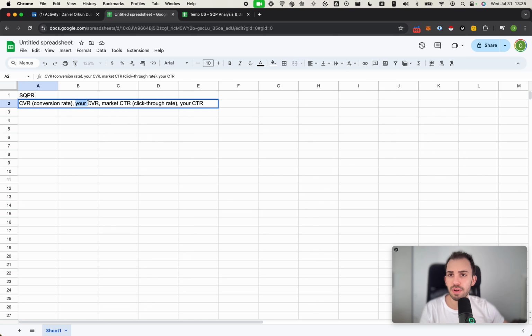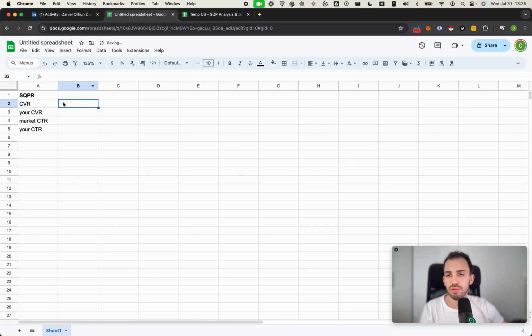So the conversion rate and your conversion rate. Let's take also market CTR and your CTR, right? Those are the data points that you can also pull from the SQPR report. What you need to do is, for the conversion rate, it's simple enough. You just divide your purchases with your clicks.